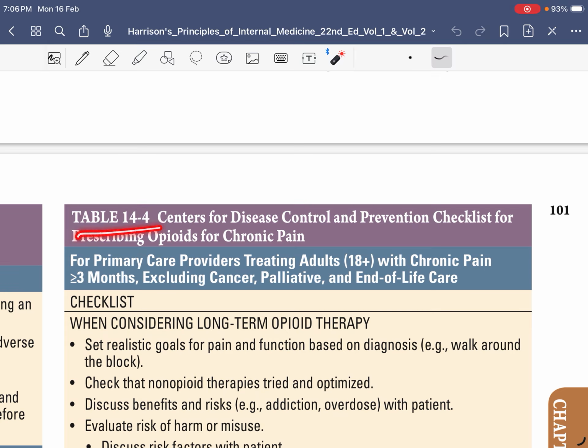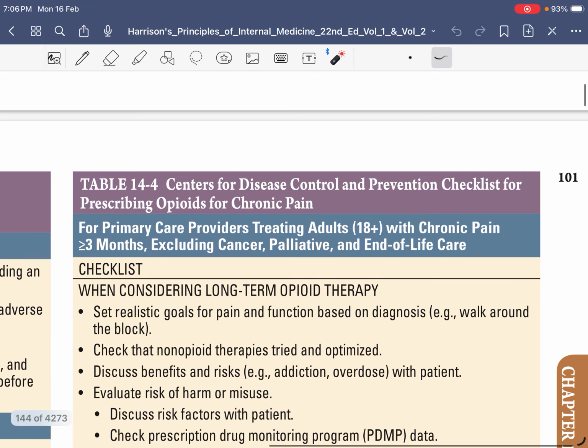Table 14.4 Centers for Disease Control and Prevention Checklist for Prescribing Opioids for Chronic Pain. For primary care providers treating adults 18 years and older with chronic pain. Chronic pain हम किसको कहेंगे? Greater than 3 months से अगर हो रहा है, excluding इसमें कैंसर आएगा, पैलिएटिव आएगा, end of life care.